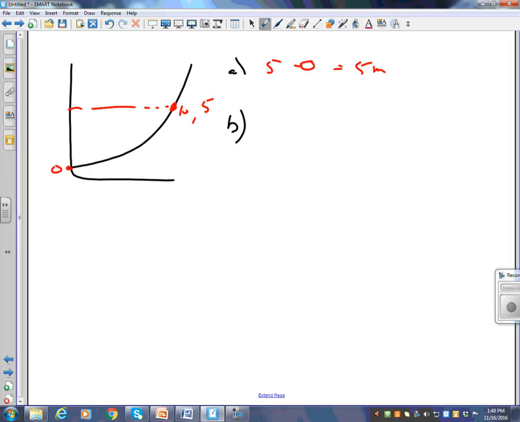V bar from 0 to 10. So in fact, you are finding the slope of that line. So it's actually a displacement of 5 over 10 seconds, 0.5 meters per second.